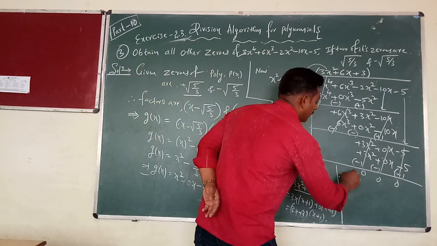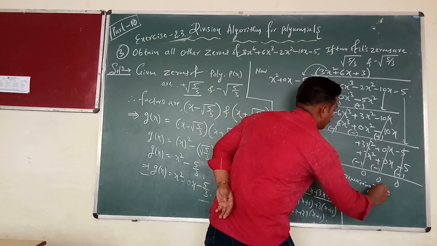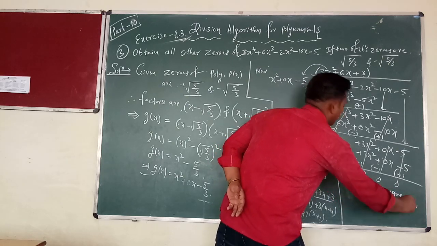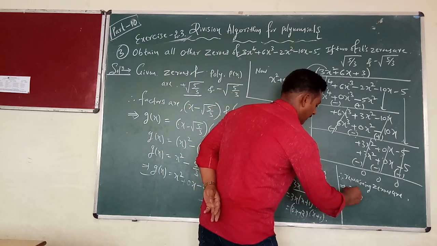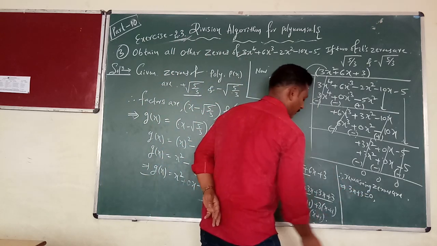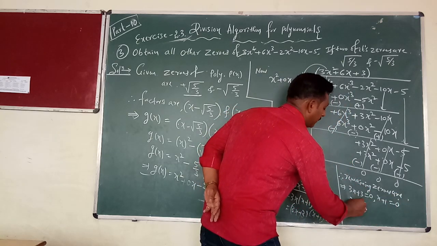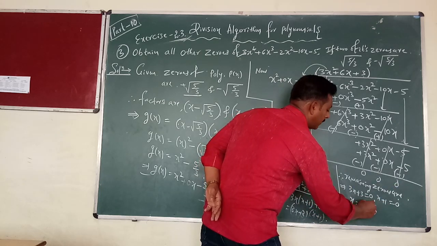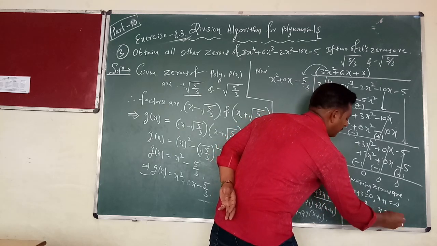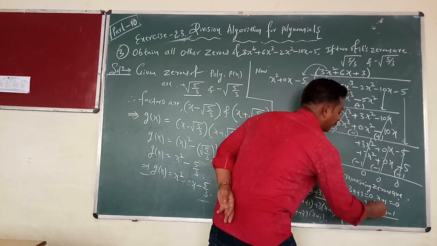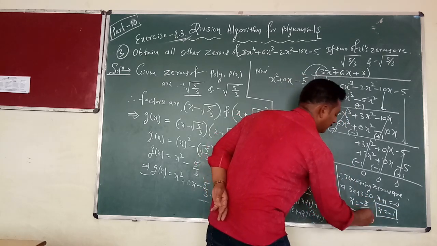Therefore, remaining zeros means each bracket you have to make equal to 0. This implies 3x plus 3 equal to 0, x plus 1 equal to 0. So x is equal to plus 3, it goes to the other side as -3, and 3 comes down upon 3. And another one is x plus 1 equal to 0, so x equal to -1. So this is 1 0, 3 ones cancel, x equal to -1.